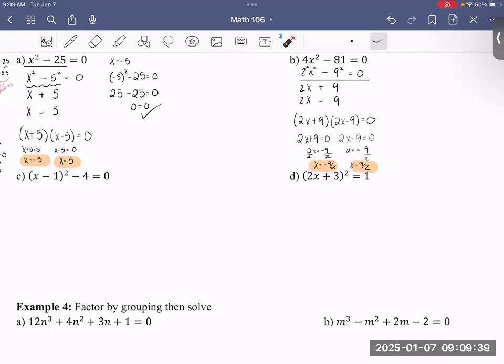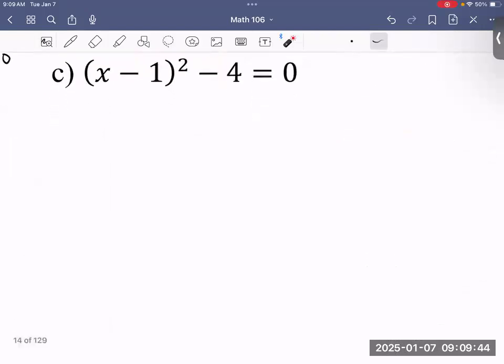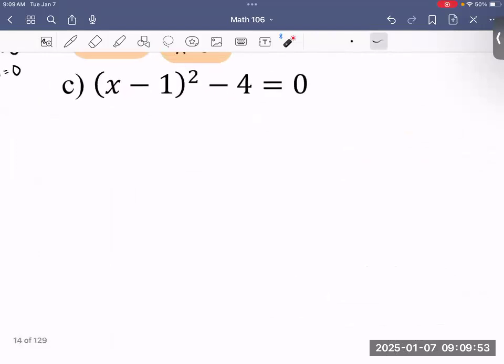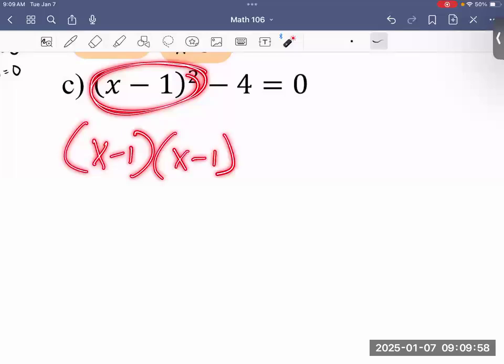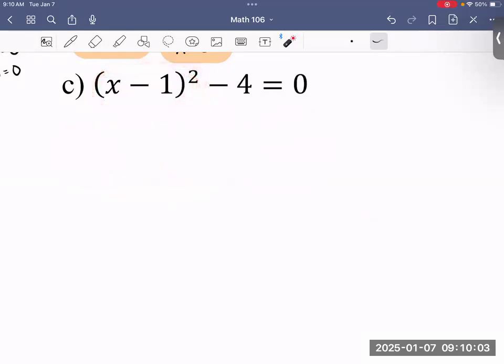Now, when it comes to different variations, like C, right? C is not a perfect square setup. Instead, it does have a different approach. If you wanted, you could certainly write this out as having x minus 1 and x minus 1 minus 4, FOIL, combine like terms, and then factor the traditional way. A shortcut to that, though, is that because this is all squared, what we need to do is move your constant to the other side.